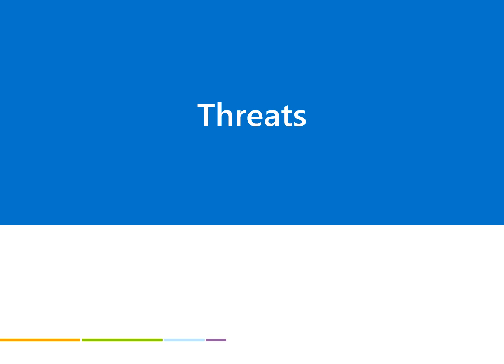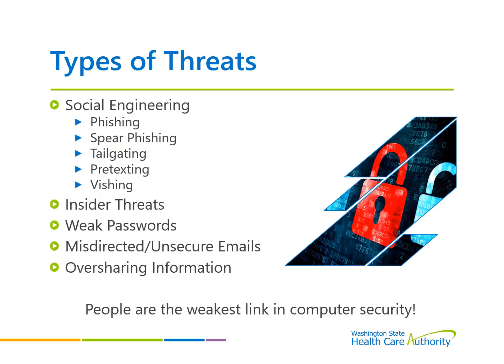Threats. Types of threats. Types of threats include social engineering, like phishing, spear phishing, tailgating, pretexting, or vishing. They can include insider threats, weak passwords, misdirected or unsecure emails, and oversharing information. These types of threats are not unique. Many public and private organizations with confidential information face the same types of threats. Remember, people are the weakest link in computer security.